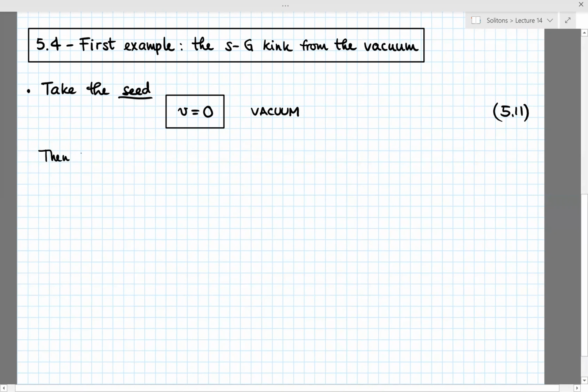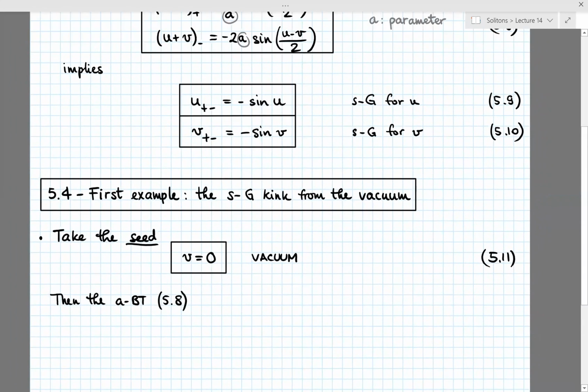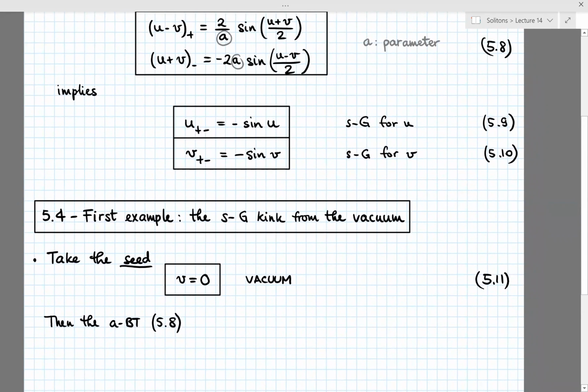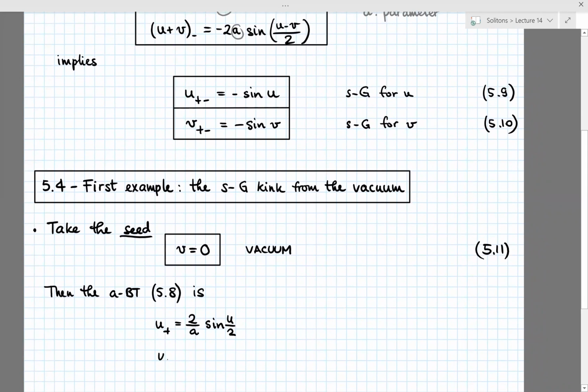And then the auto-Backlund transform 5.8, which you can see above, simplifies. So in particular, the first equation is u plus equal to 2 over a sine of u over 2. And the second equation is u minus equal to minus 2a sine of u over 2.